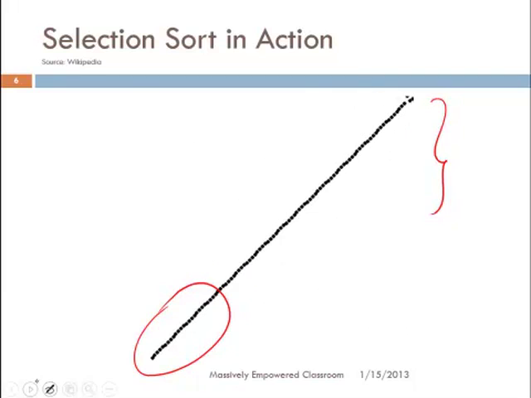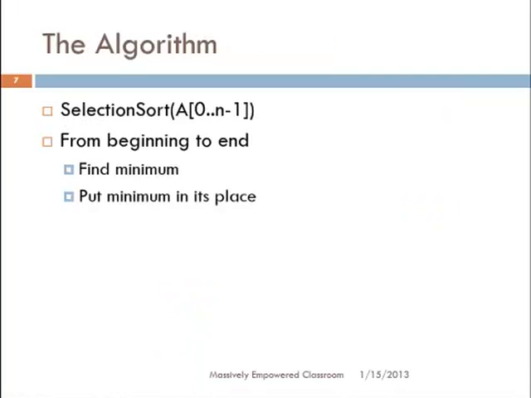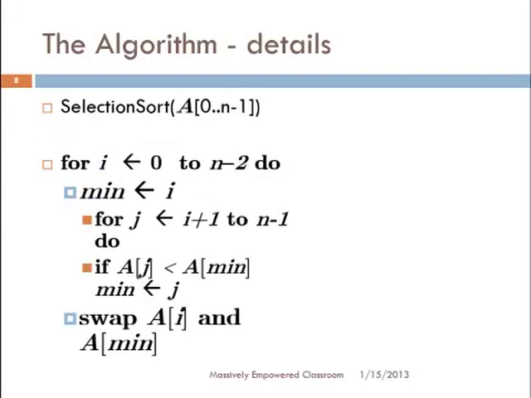Now we are ready to actually try and understand how to write the algorithm for selection sort. So we are given an array A of n elements from 0 to n minus 1, and stated in plain English, selection sort is nothing but: from beginning to end, find the minimum and put the minimum in its proper place. But that is not quite an algorithm, because it is not pseudocode, it is not yet precise. So let's add more detail to it to make it an algorithm. Selection sort takes an array A from 0 to n minus 1.